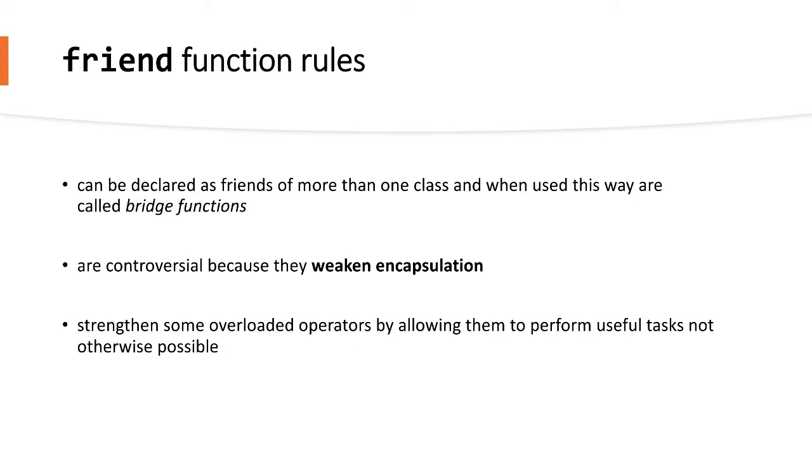More friend function rules: they can be declared as friends of more than one class, and when used this way they are called bridge functions. These are controversial because they weaken encapsulation. They strengthen some overloaded operators by allowing them to perform useful tasks not otherwise possible.